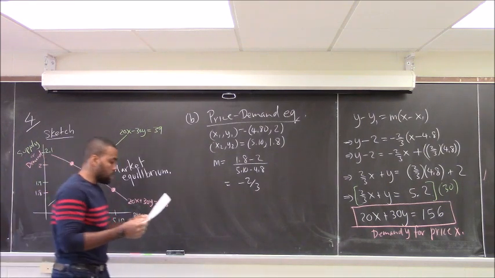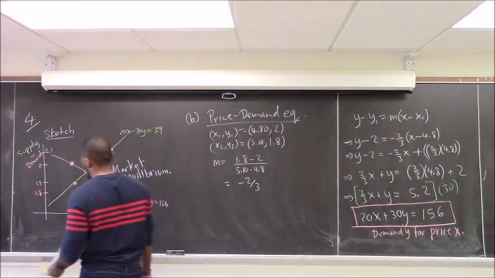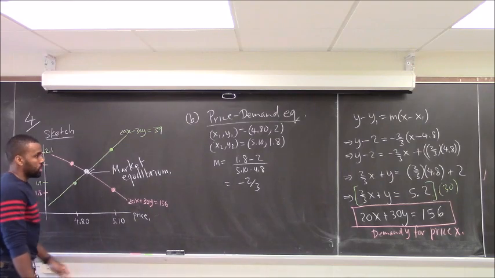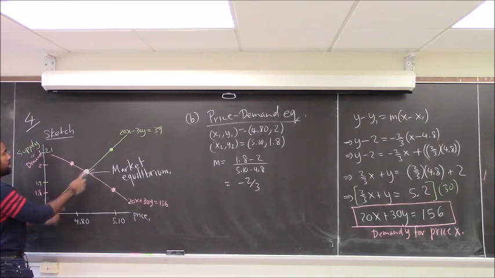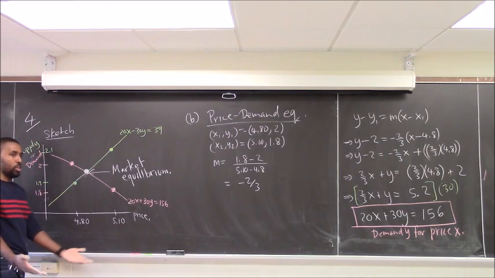Part C, find the equilibrium price and quantity. So what does that mean? I want to find where these two lines intersect. How do we do that? Solve the system of equations.